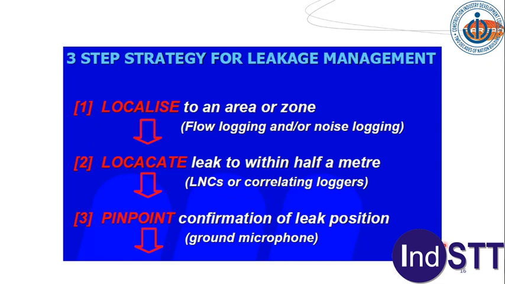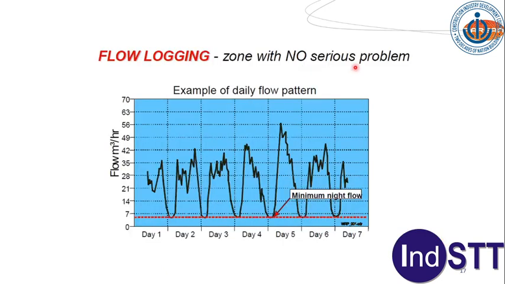First is, let's say, localize. Once we do flow logging, let's say this is the minimum night flow, this red line which you see, and on all the days the minimum night flow remains the same. So basically it's an example of a daily flow pattern with no serious problem. This zone does not have any serious problem, and that's why the minimum night flow remains at the minimum and has a trend which remains constant over all the days.